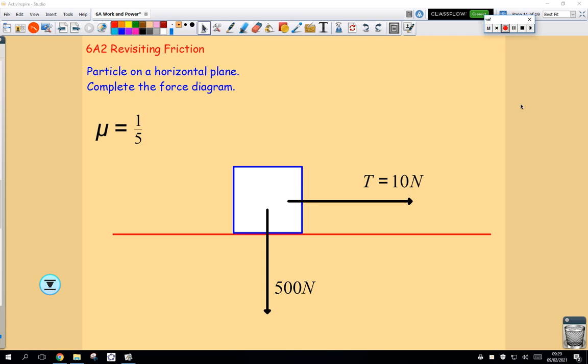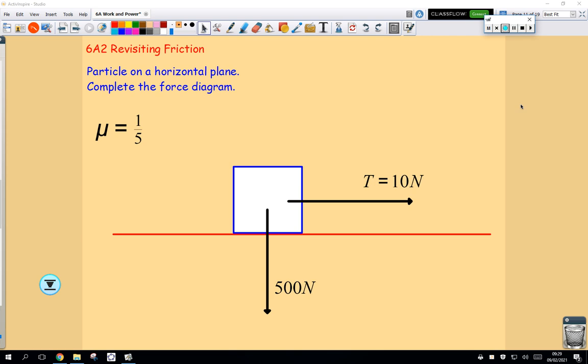Okay, in this class I want to just revisit friction based on a couple of questions I got during the week on Teams. I want to go over a few little things on friction, because it is important to understand before you move forward.